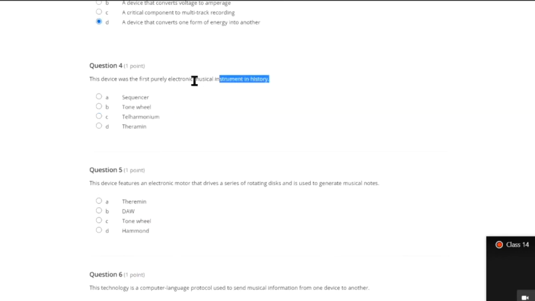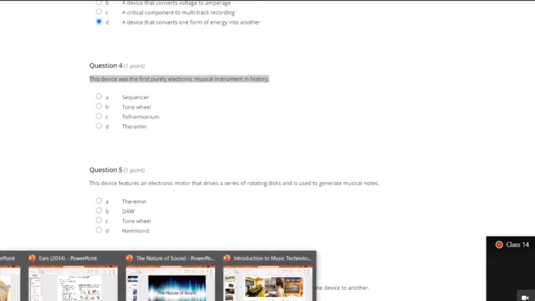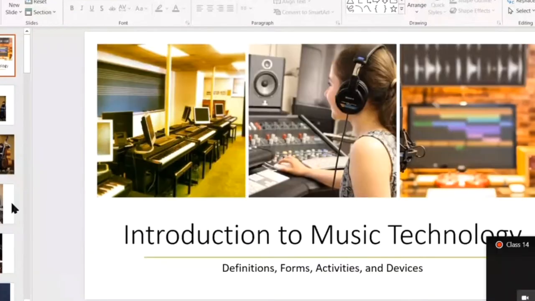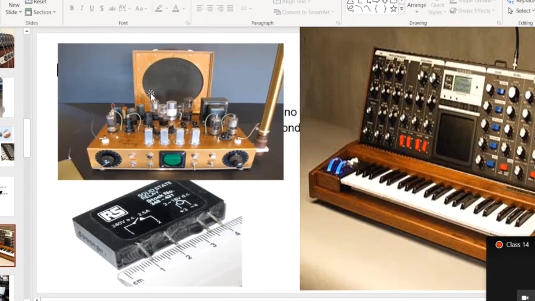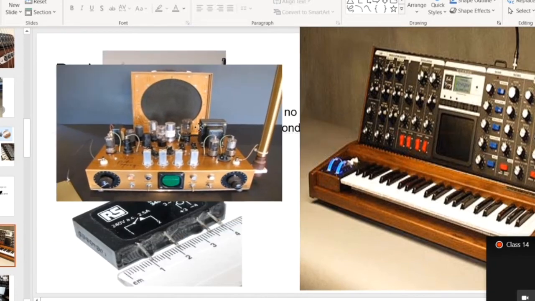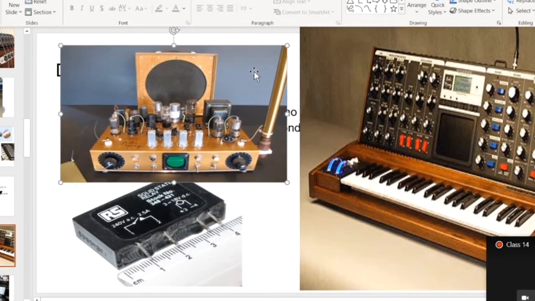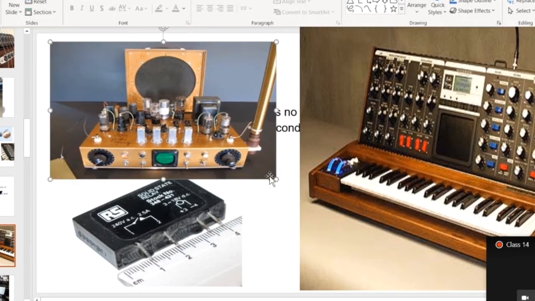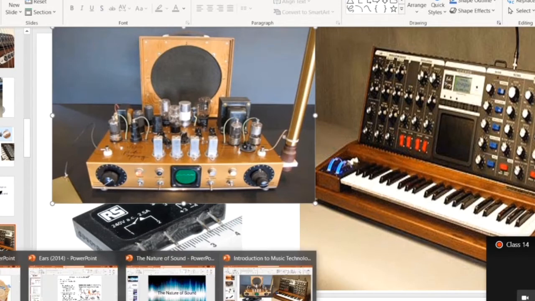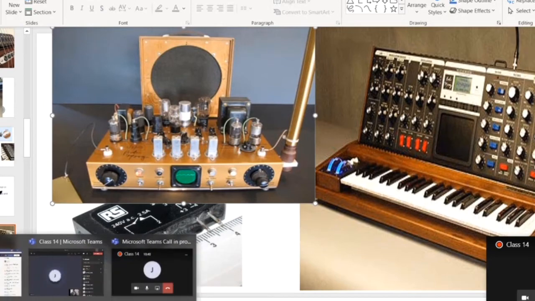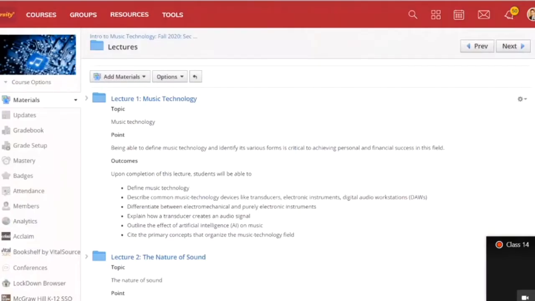Question 4. This device was the first purely electronic musical instrument. And of course, I'm referring to the peculiar electronic instrument known as the theremin, which is operated by waving your hands at two antennae, one that alters pitch and one that alters volume. Sort of sounds like a spaceship. That's what I hear every time I hear a theremin. In any case, the theremin was the world's first purely electronic musical instrument.